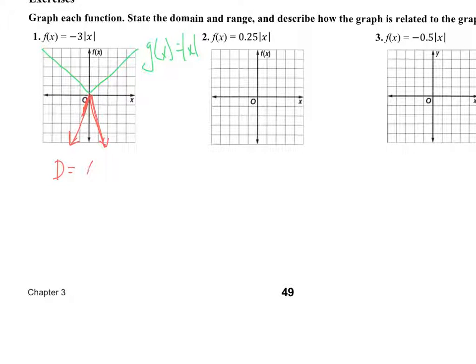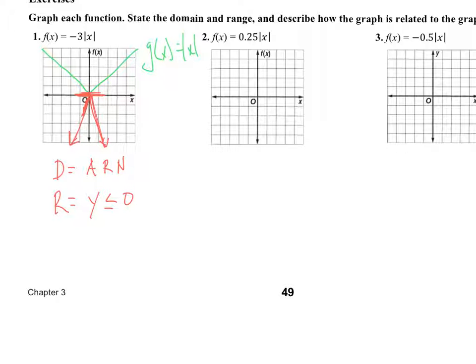Domain, still not hard. All real numbers, or ARN, because I'm lazy. Range. So how low does it go? How high does it go? Well, our graph goes from way down low, so maybe like -infinity, and then it doesn't get any higher than this point right here. So that's at 0 on the y-axis. So now I want y values that are less than or equal to 0.